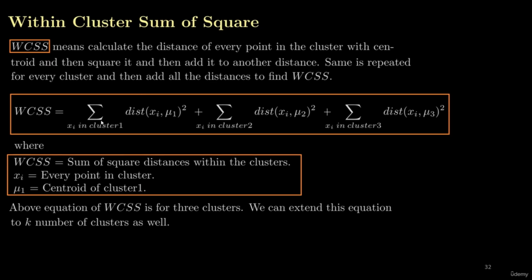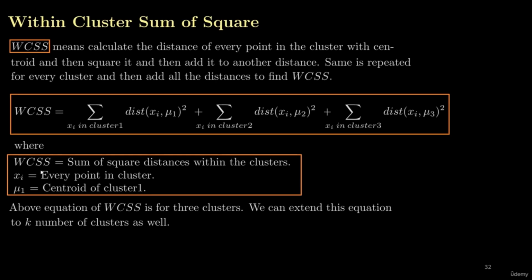So the first term is only related to cluster 1, then the second term is only related to cluster 2, and the third term is only related to cluster 3. So xi here is not all the data samples of a data set. Xi are those data samples which are in cluster 1. Similarly, here xi means those data samples which are in cluster 2, and here which are in cluster 3. Mu1, mu2, and mu3 are the centroids of these 3 clusters.